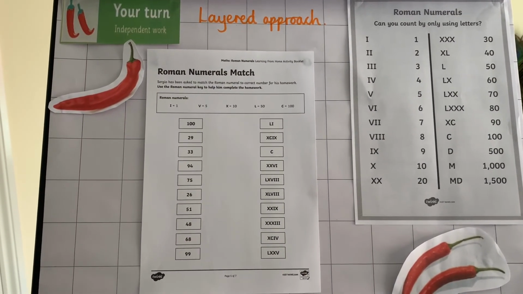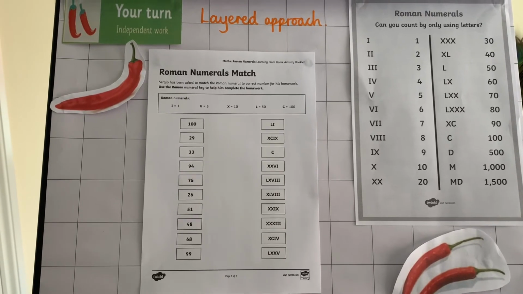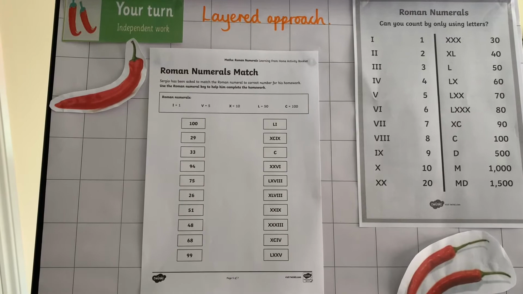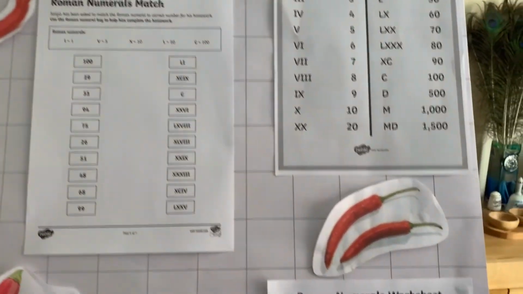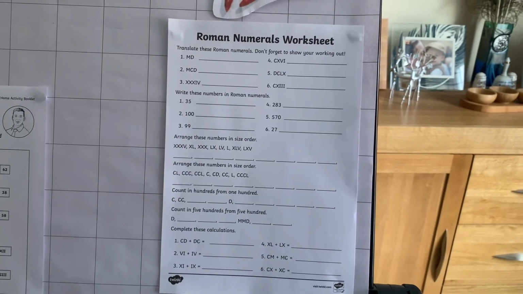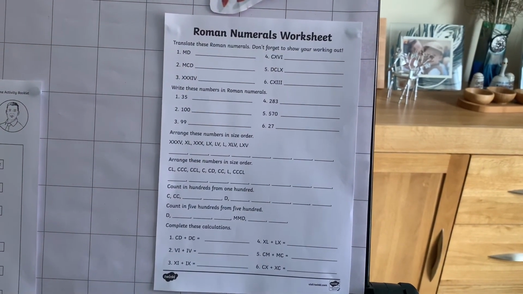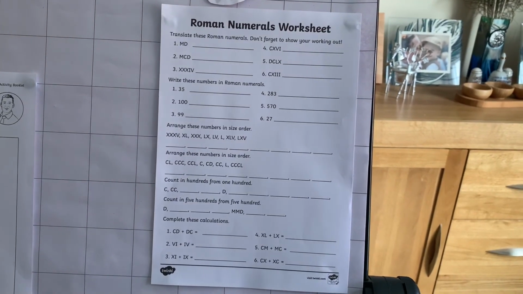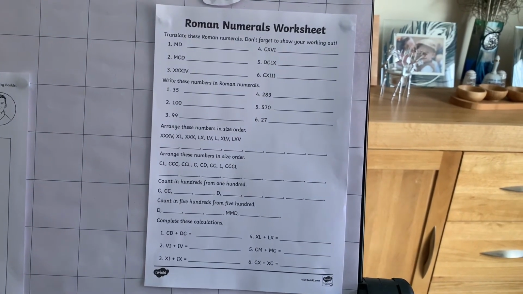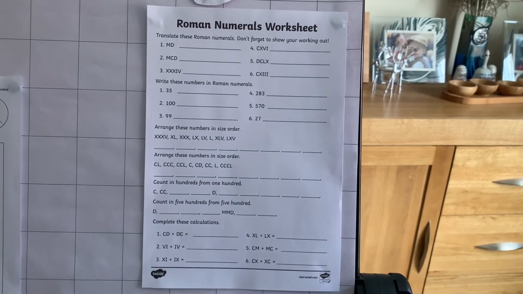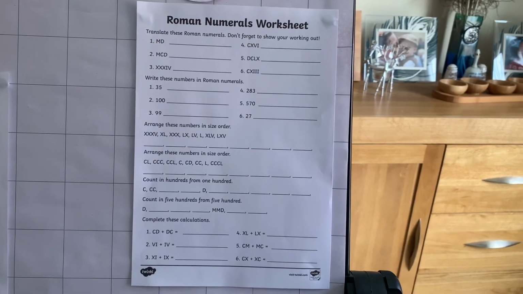Chile 1, you've got a Roman numeral match. Now today I'm going to go for a layered approach, so after you've done Chile 1, you could have a go at Chile 2. Chile 2 are the range of things that we've been looking at, writing them in Roman numerals, writing them in our number system, putting them in order of size, and looking at some simple calculations. So pause the video now and you can have a go at Chile 2.